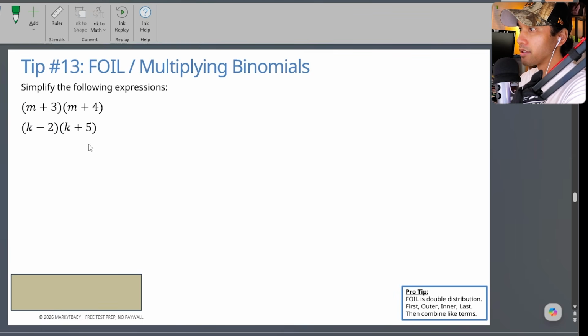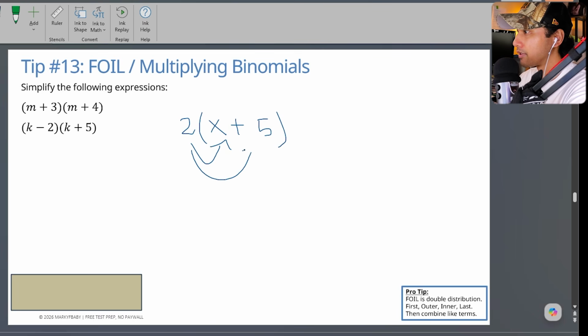Okay, tip number 13. FOIL. Multiplying binomials. Remember, last few slides, we did 2x plus 5 and we just distributed. Well, now, with FOIL, we distribute twice.